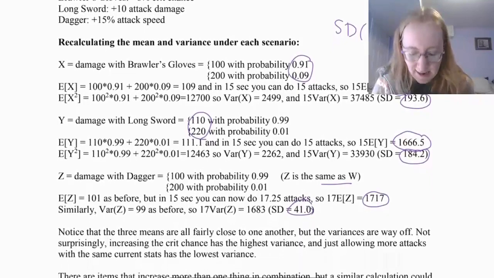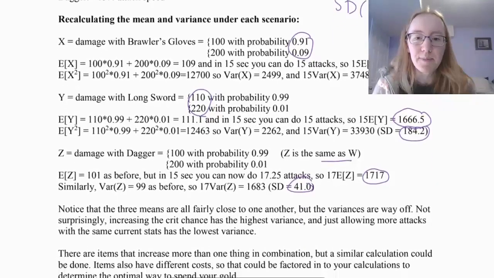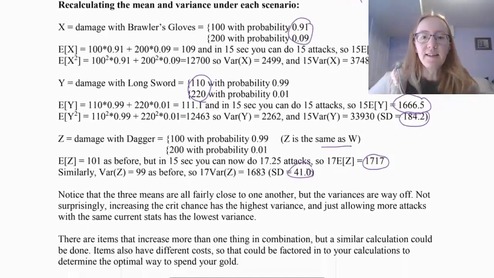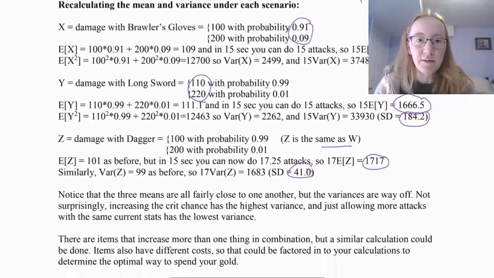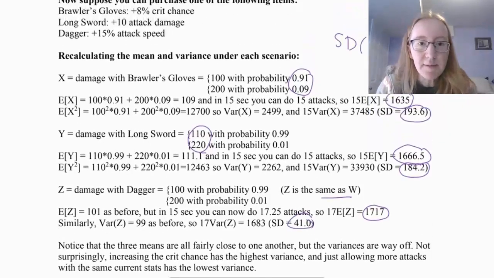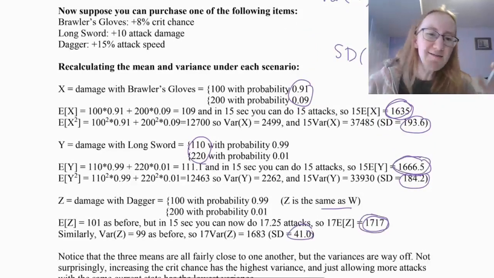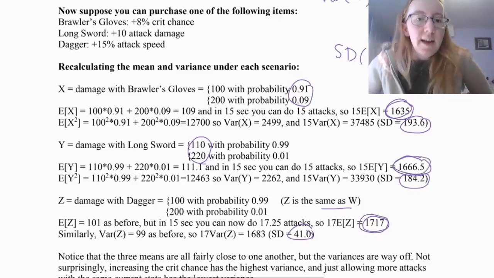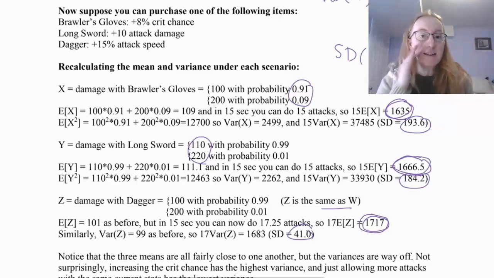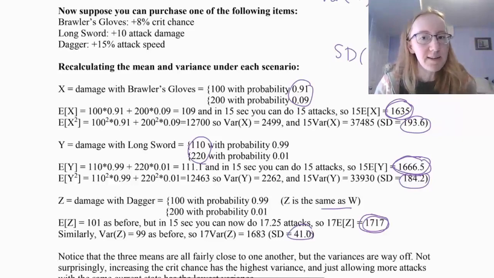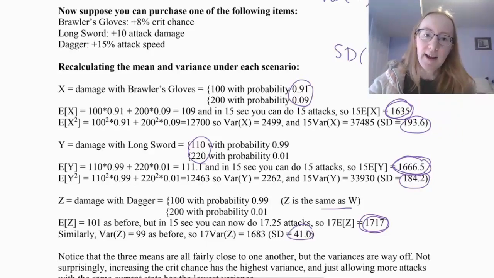So this is pretty cool. We can look at all of these ideas, and we see the 3 means with these 3 new attacks, sorry, I'm covering up some of them here. We've got 1635, 1666, and 1717. So they're all relatively close together. But the variances are very different. There's a lot more variability with the Brawler's Gloves and the Longsword compared to the Dagger, which lets you do basically the same thing, just more of it.